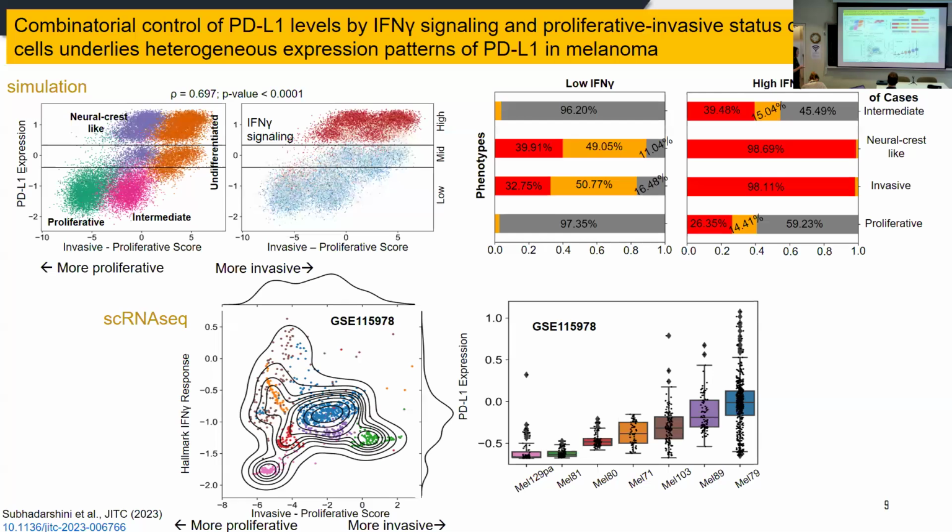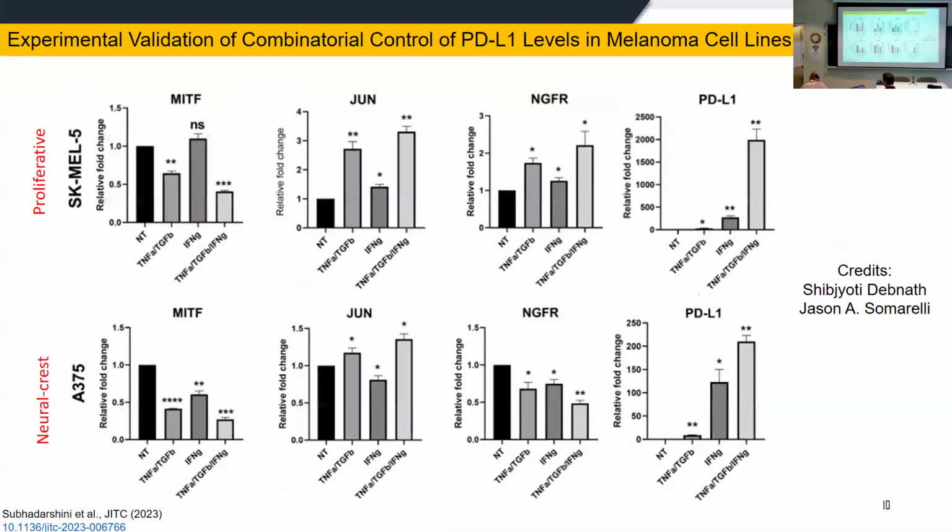That is what we derived from the model, and then we were able to experimentally validate it with the help of Jason, where we treated each of the cells with TGF-beta and TNF-alpha to induce this phenotypic transition, and interferon gamma as an independent modulator of PDL1. And you see, wherever there is this combinatorial treatment of TGF-beta, TNF-alpha, which pushes the cells to a more invasive phenotype, and interferon gamma, the PDL1 levels basically shoot up, and we can see a synergistic control.